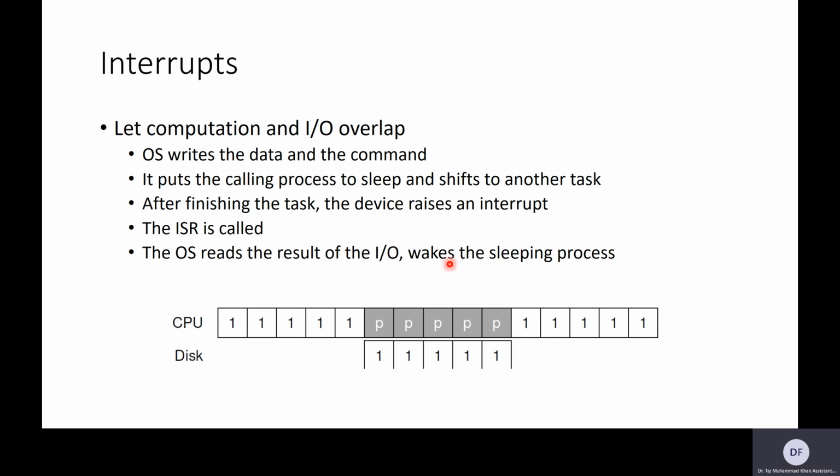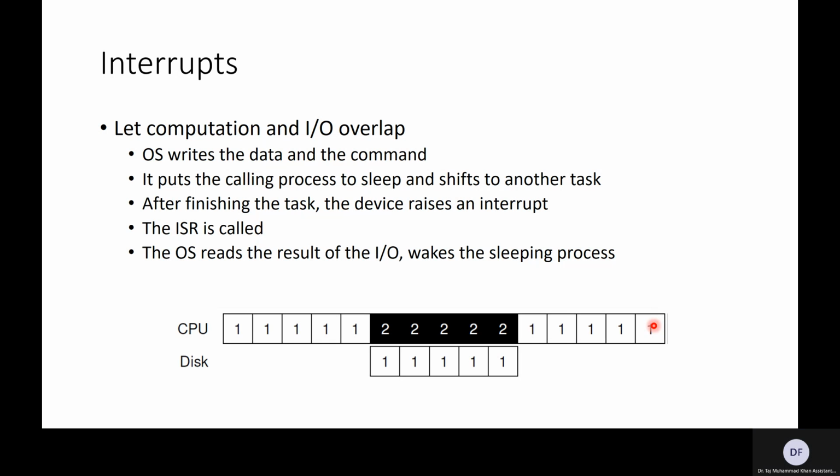So this was the situation with polling: let's say process 1 was executing and then it issued an IO command, and while the device was busy doing IO on behalf of process 1, the CPU was continuously polling. Okay, it was continuously polling, and then once the device had finished, the status changed, and process 1 can continue its work further.